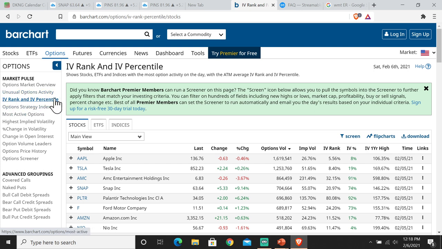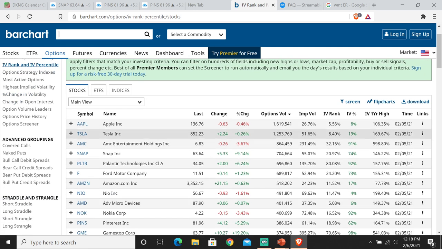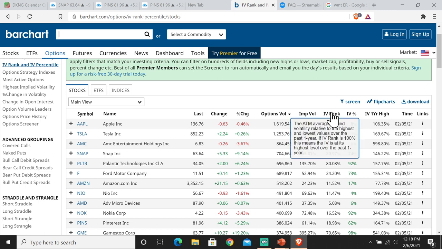But for our purposes of our calendar call ER plays, or just calendar calls in general, we want to capture an IV skew difference. So we're going to look for things like percent change in volatility or IV rank and IV percentile. So here you see IV rank, and it actually gives you the definition here if you hover over them. So IV rank is the at-the-money average implied volatility relative to the highest and lowest values over the past year.